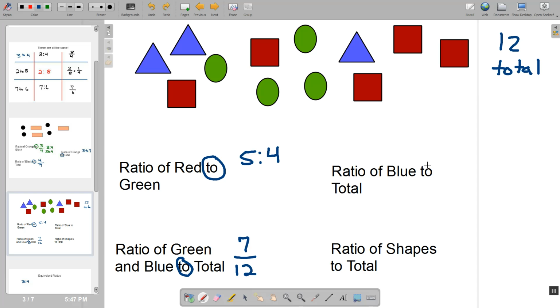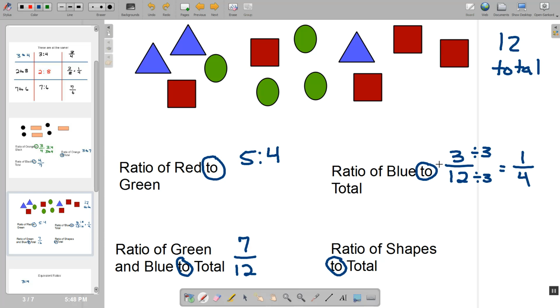Then ratio of blue to total, 1, 2, 3. And we know from up here there are 12 total. Now what is important here is that this ratio, 3 to 12, is correct, but we could also simplify to get the fraction 1/4. And it simply depends on if it's asking for the fraction to be in simplest terms. So 3/12 or 1/4.